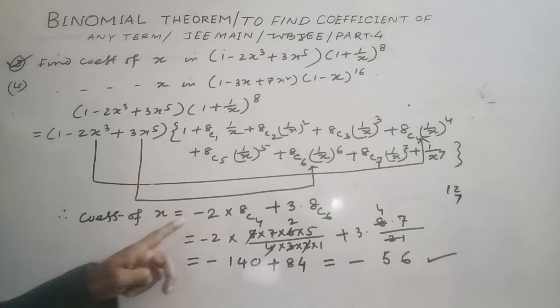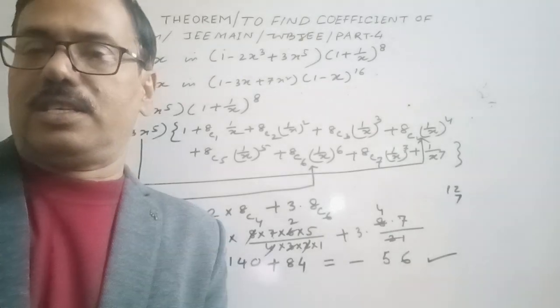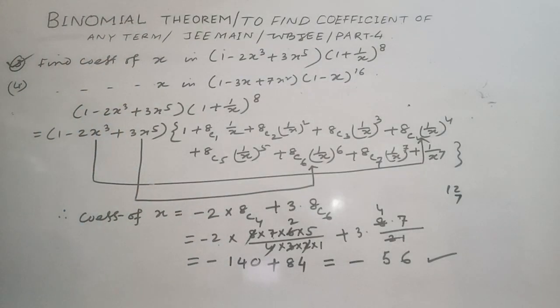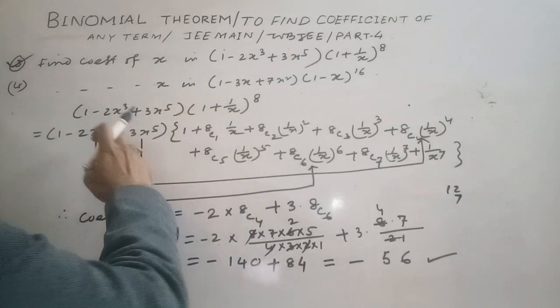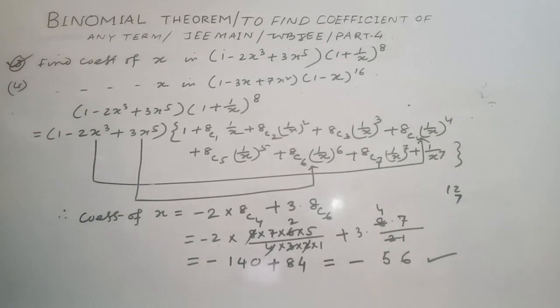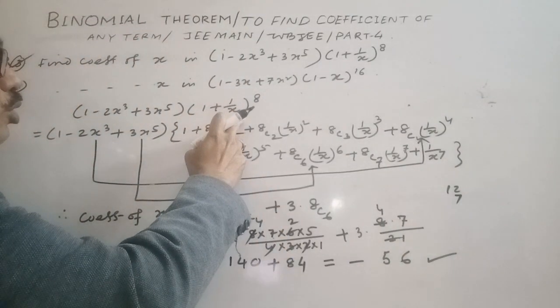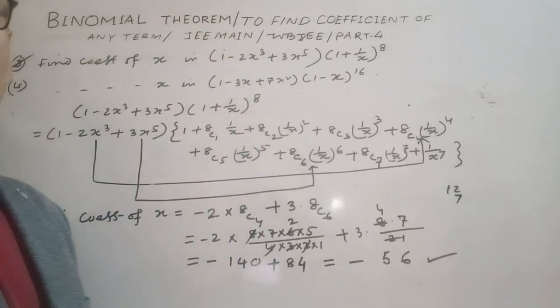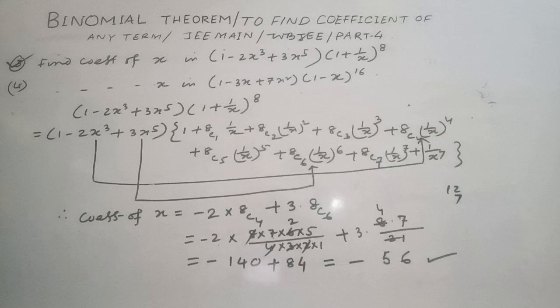Coefficient of x is minus 2 into 8c4 plus 3 into 8c6. Listen again. Here the first term is x, the second term is 1 by x. That is why we are using the expansion method. But if both of these are in terms of x, we have to use the general method.